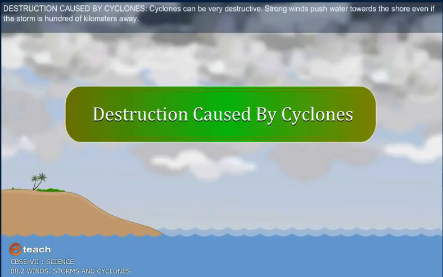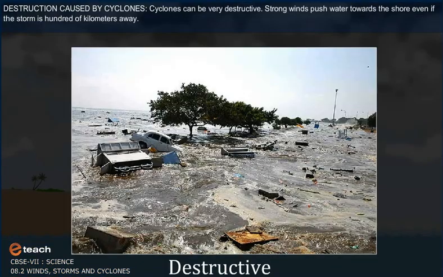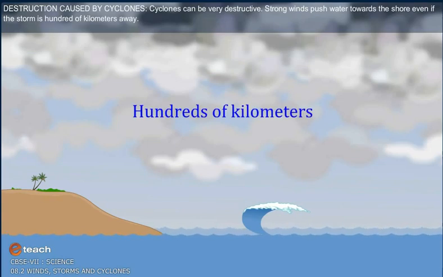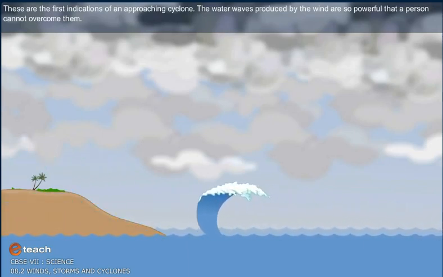Destruction caused by cyclones. Cyclones can be very destructive. Strong winds push water towards the shore even if the storm is hundreds of kilometers away. These are the first indications of an approaching cyclone. The water waves produced by the wind are so powerful that a person cannot overcome them.